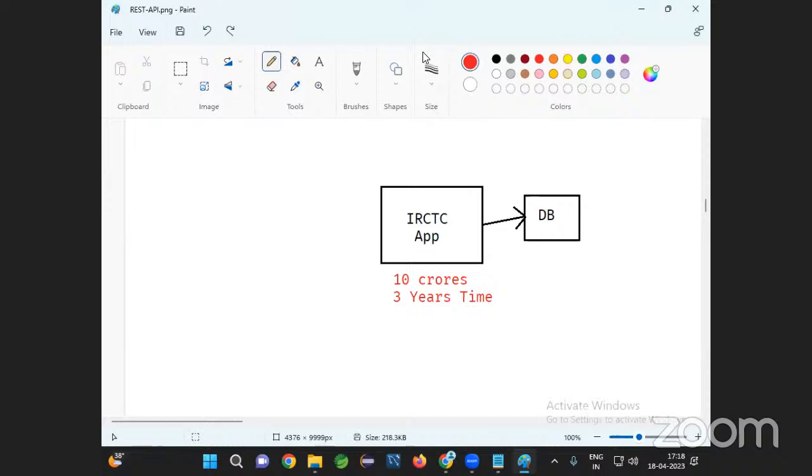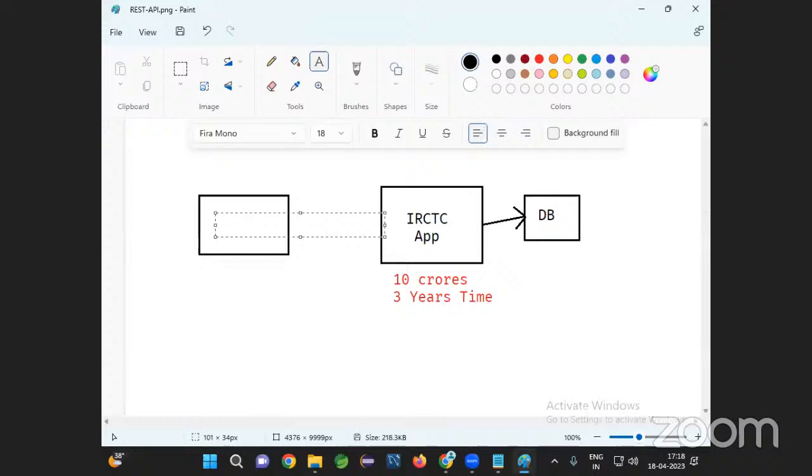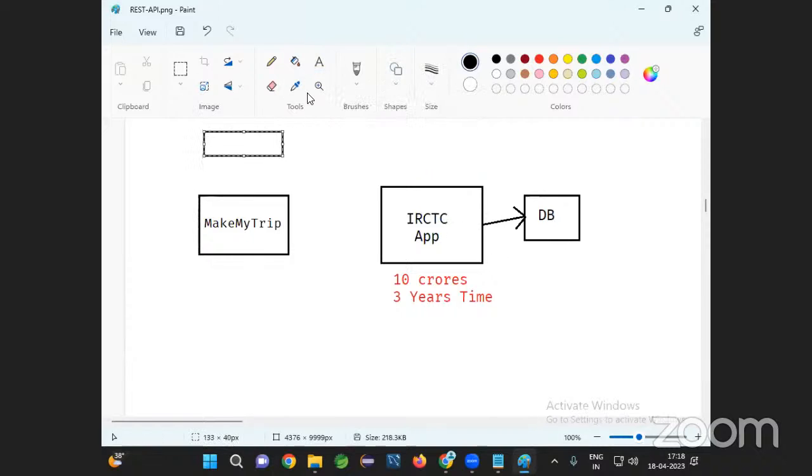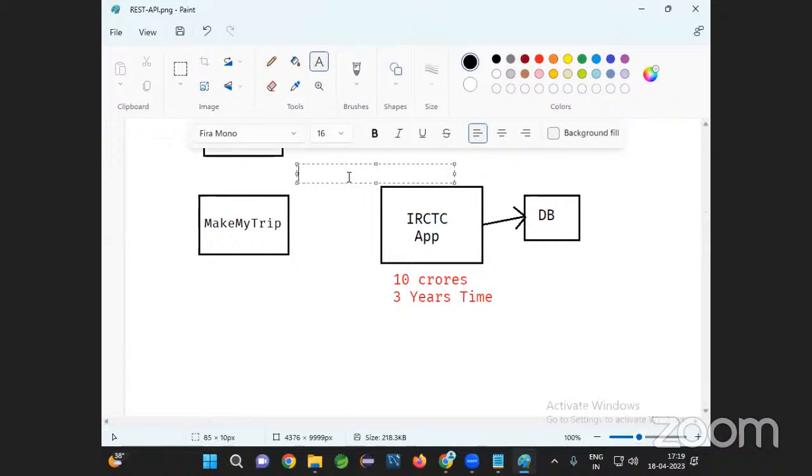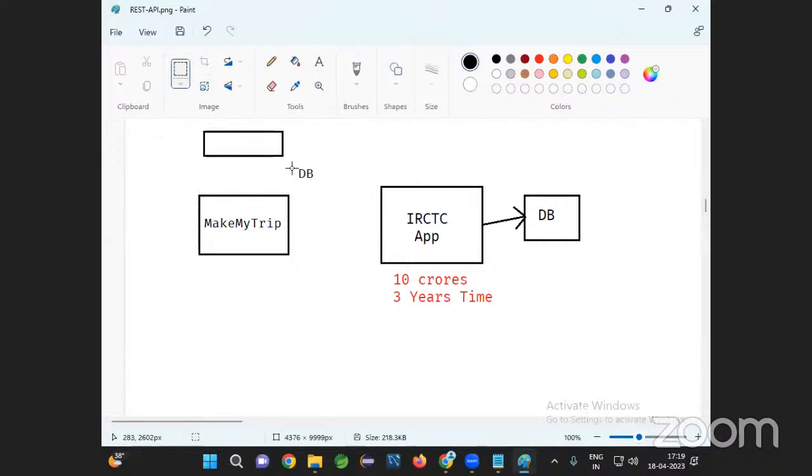Now, there is another company called Make My Trip. These people are providing the functionality for flight tickets booking. Now they are successful in flight tickets booking, and IRCTC is successful in train tickets booking. They are doing the business. Make My Trip application has its own database, and they are managing flight tickets booking in India.